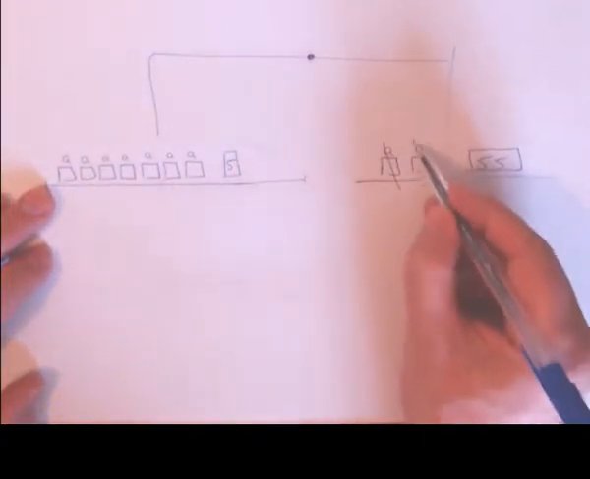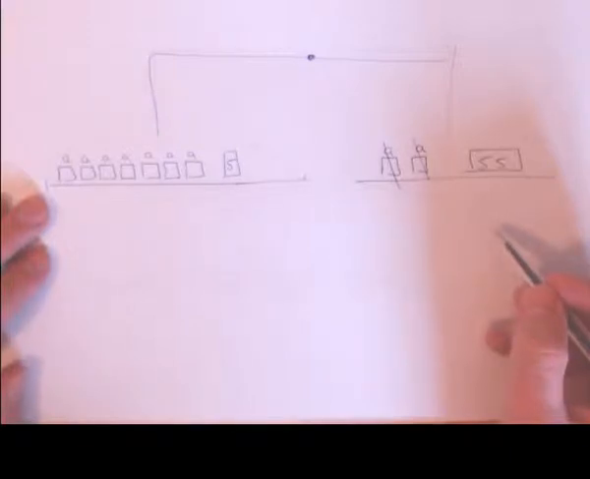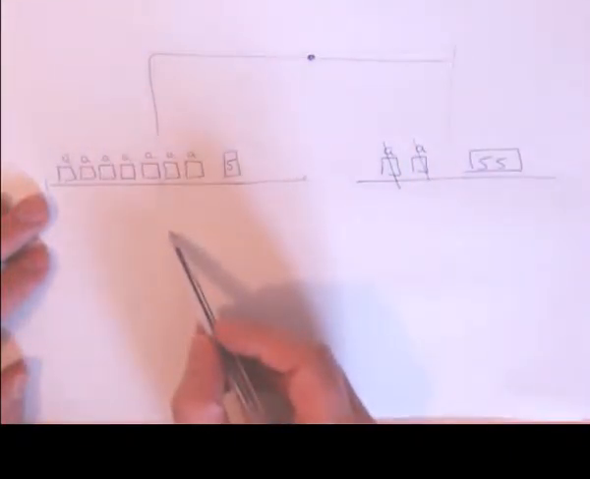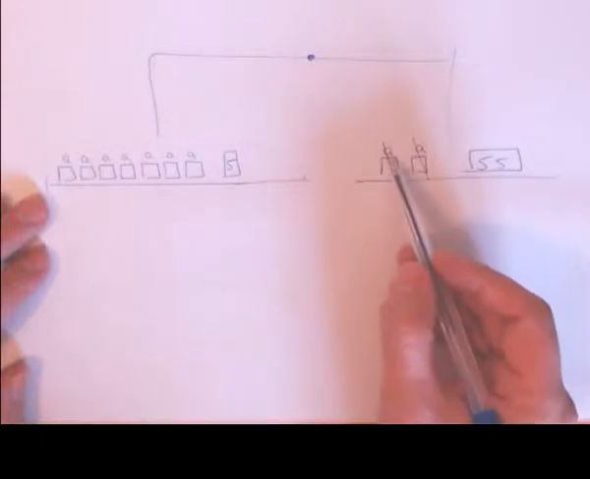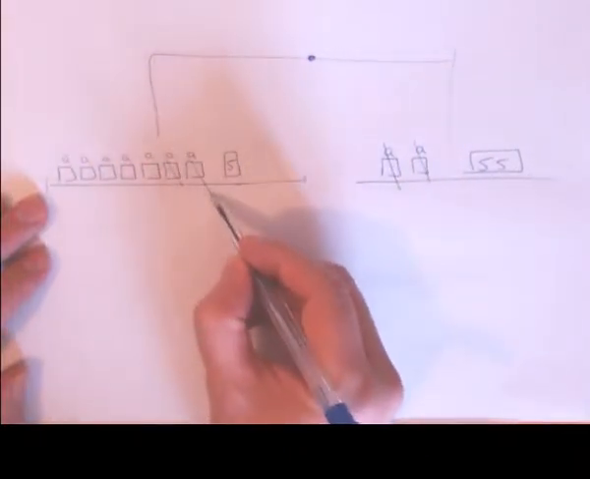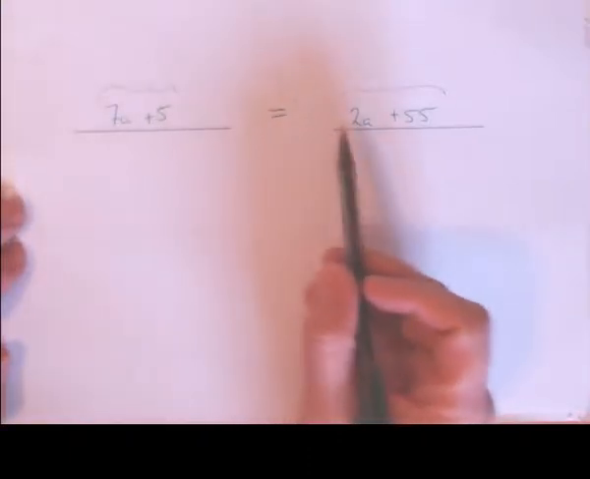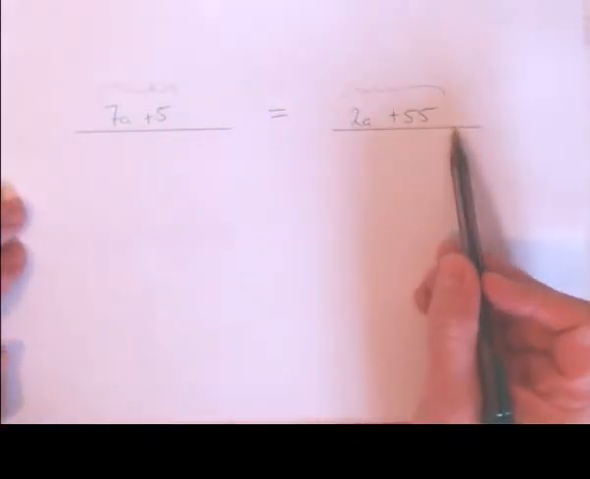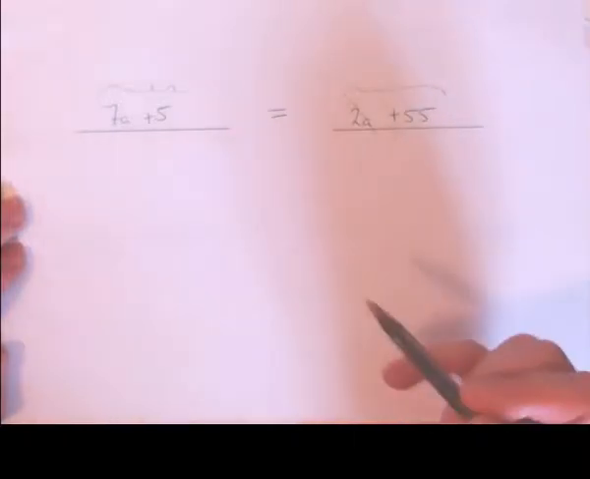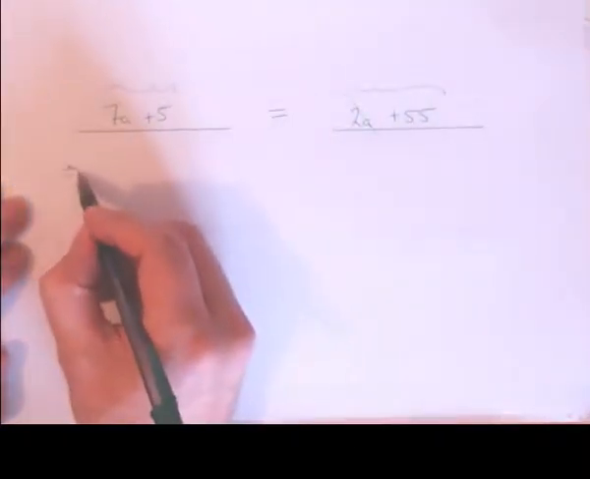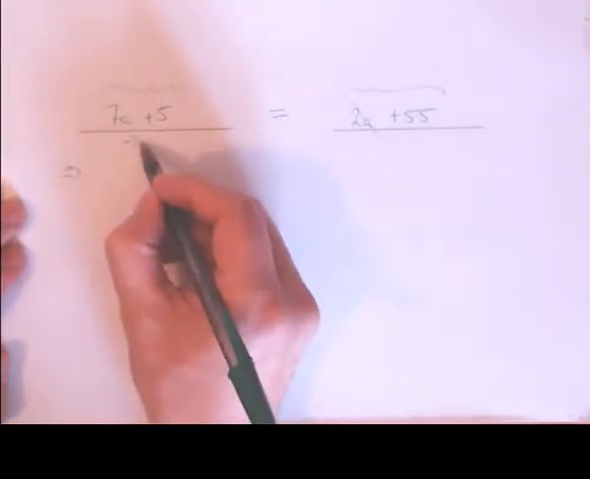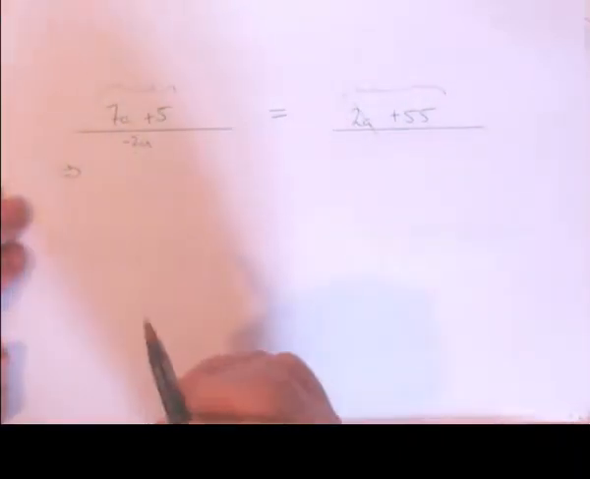So what I'm going to do is just remove these two. If I do that, of course, this side of the balance will fall. So I need to keep it in balance. I've removed these two, so I have to remove these two. Let's have a look at what that looks like in our equation. We have a statement that says the value of 7a plus 5 is the same value as 2a plus 55. I wanted to remove 2a. So our next logical statement is that we're going to remove 2a, so we subtract 2a as well. To keep it in balance, when we remove this 2a, we have to subtract it here.